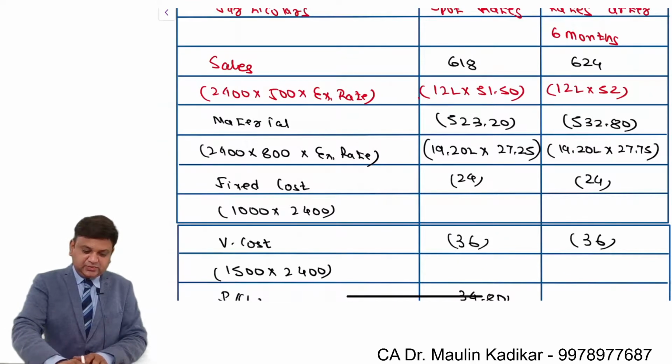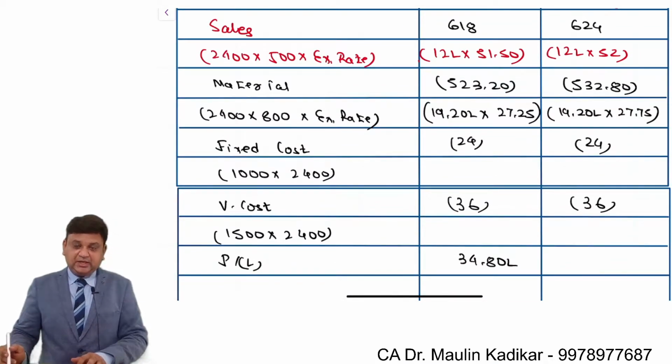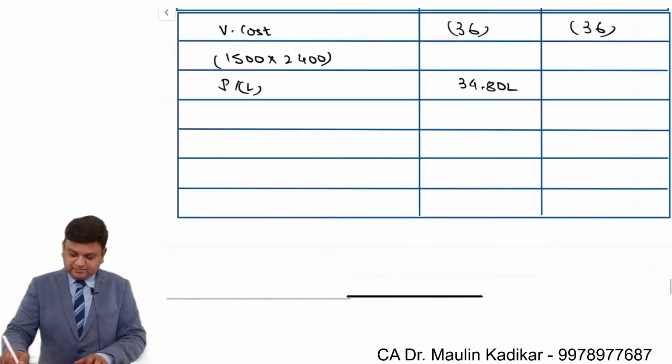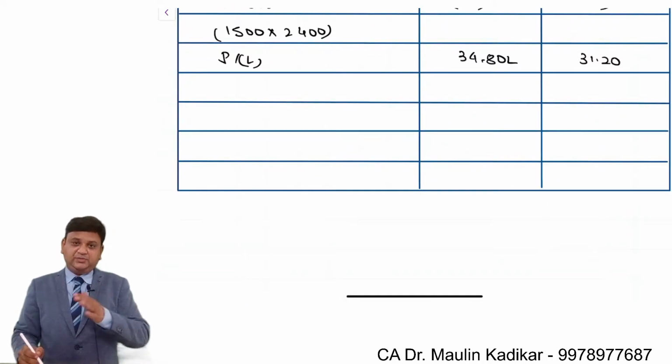Afterwards, once again 624 minus 532.8 minus 24 minus 36. That is 31,20,000. So this is what we understand: there is a reduction in the profit.